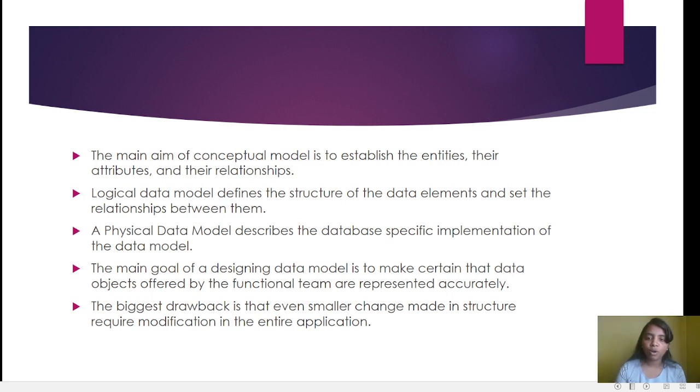The main goal of designing a data model is to make certain that data objects offered by the functional team are represented accurately. The biggest drawback is that even a smaller change made in the structure requires the modification of the entire application. If we change any one thing in the database, ultimately we need to make all the modifications.